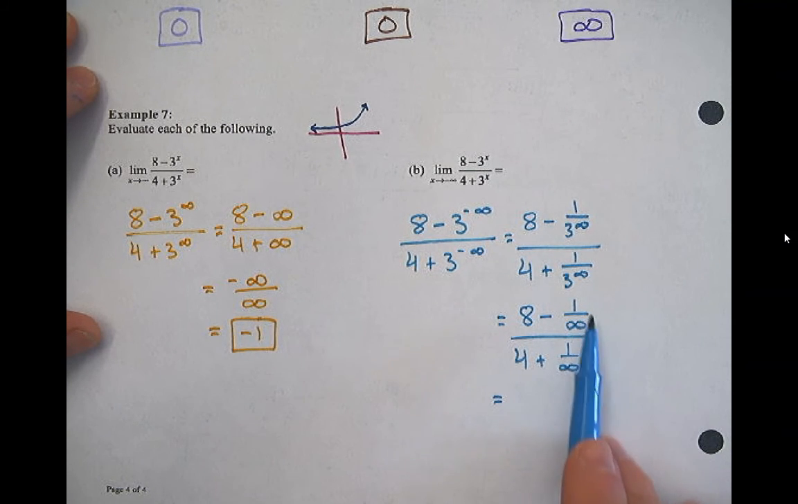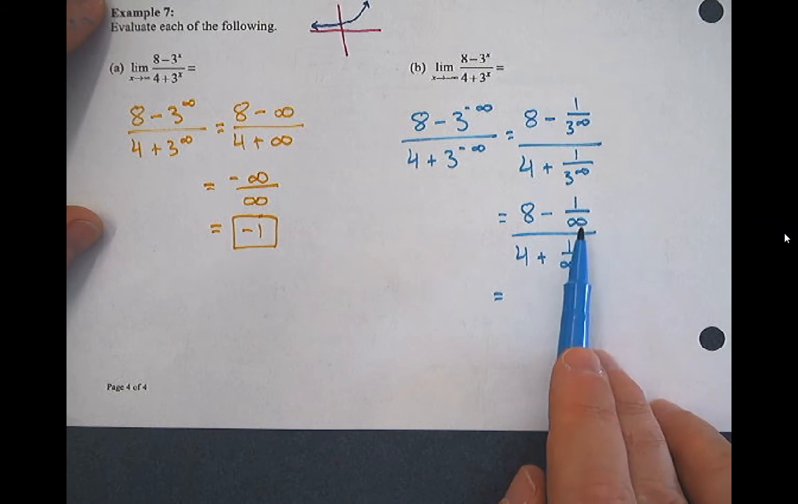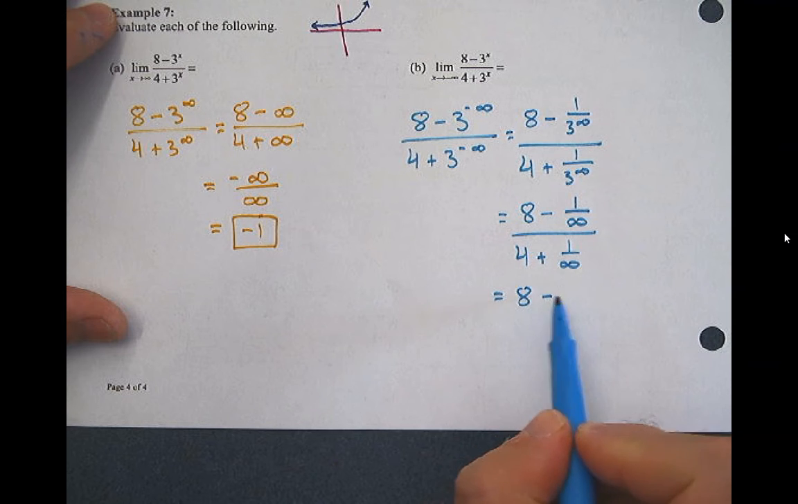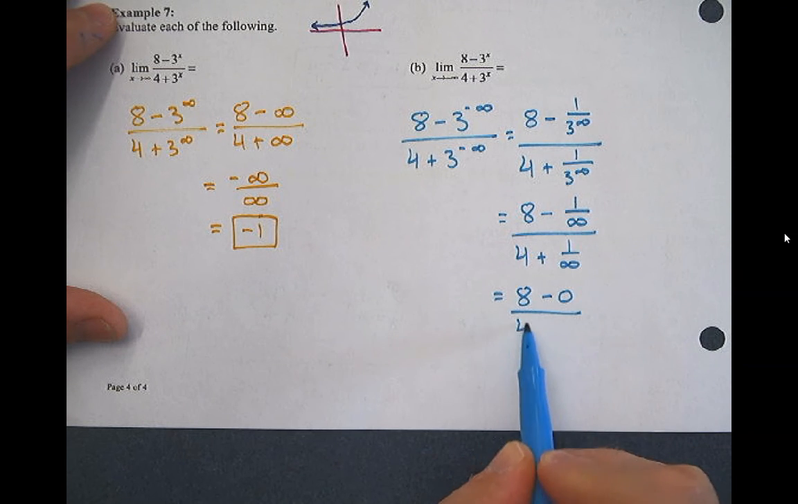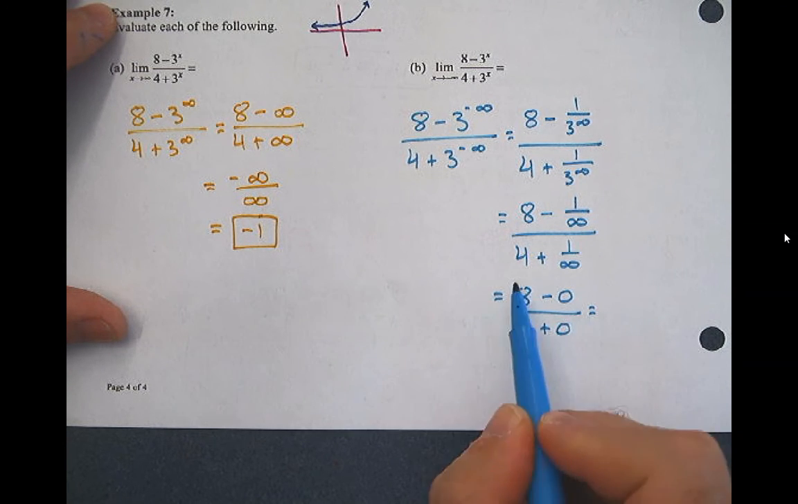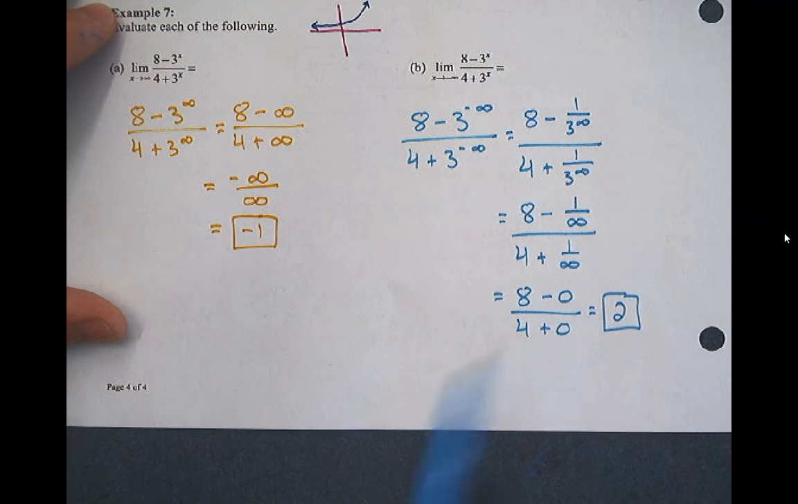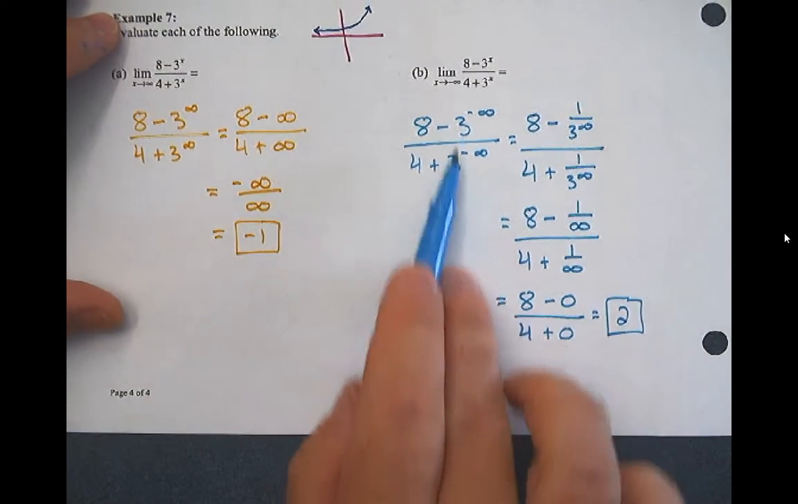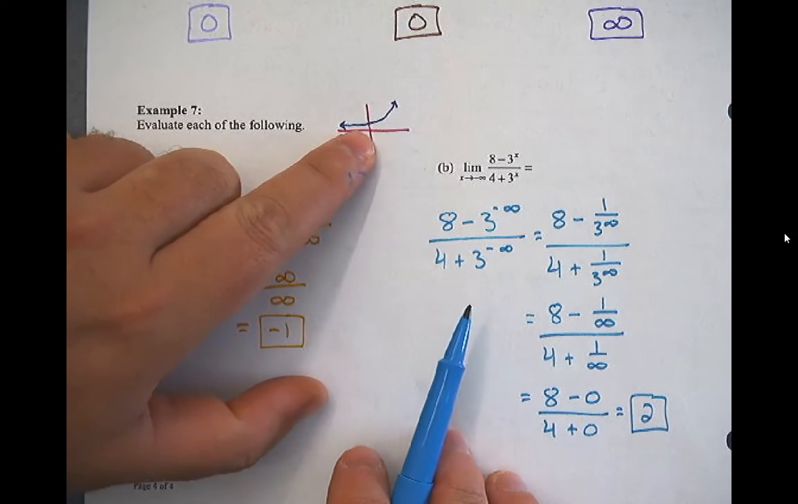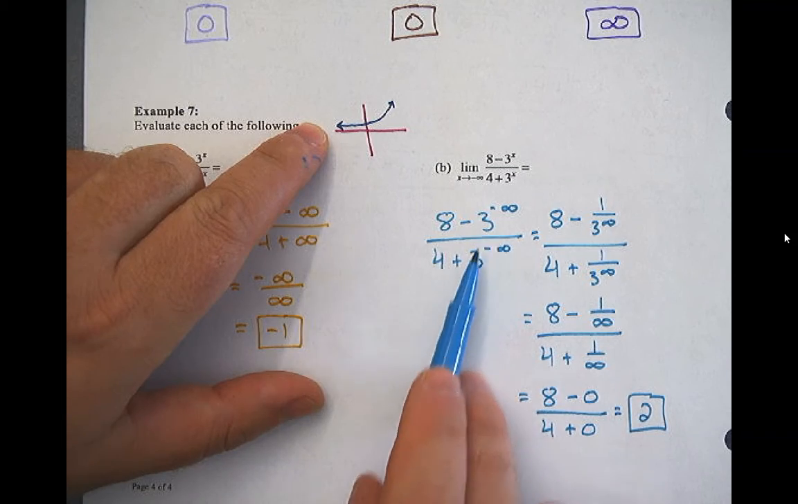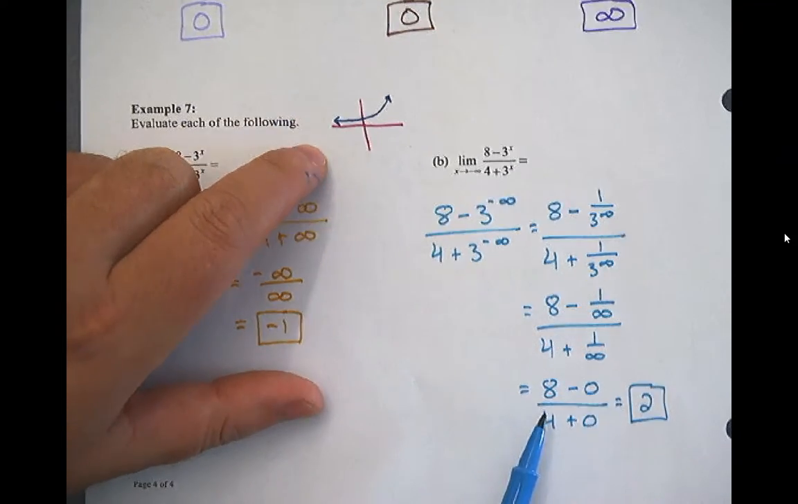But what's the reciprocal of infinity? If you take one pizza and you divide it by everybody on Earth, you're not getting much pizza. So it ends up being 0. 8 minus 0 over 4 plus 0 ends up being 2. So if you go back up here, we could have done that right away because as x goes towards negative infinity, my y values get closer and closer to 0. So you could have cut right from here right down to there.